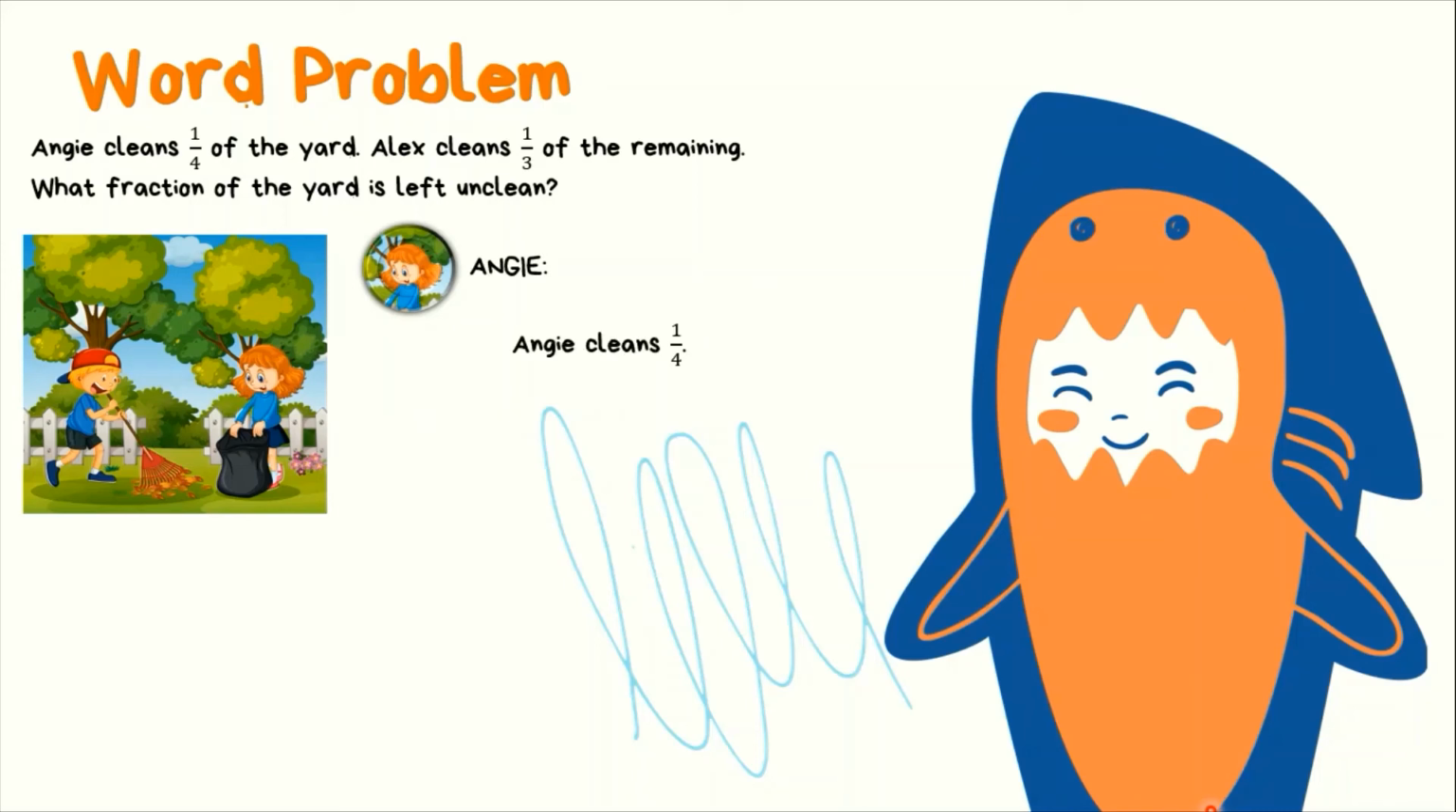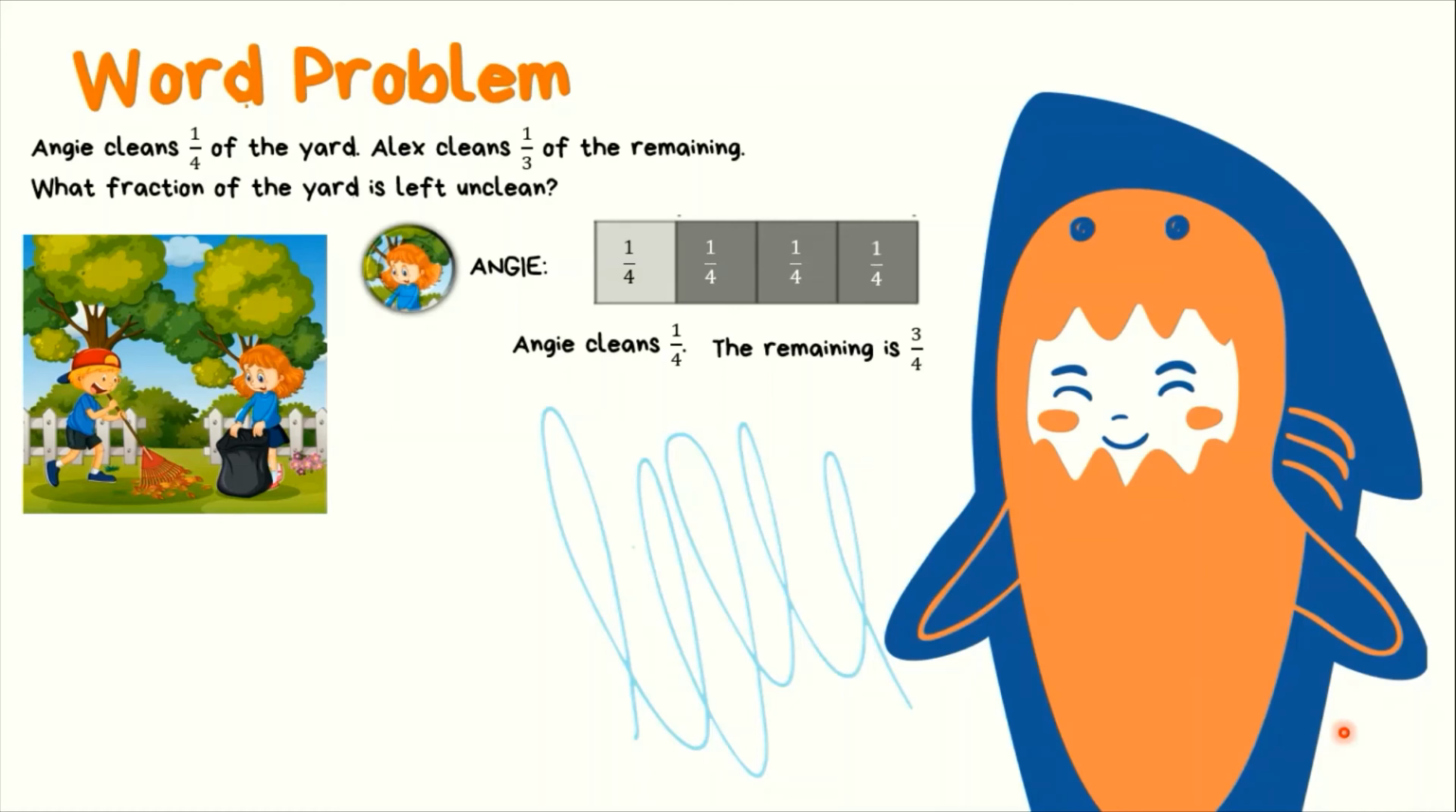Angie cleans 1/4 of the yard. Using an illustration to help us visualize how to solve this word problem, out of 4, kasi 4 ang ating denominator, 1/4 ay nilinis na ni Angie. The remaining is 3/4. Ito yung hindi pa nalilinis ni Angie.